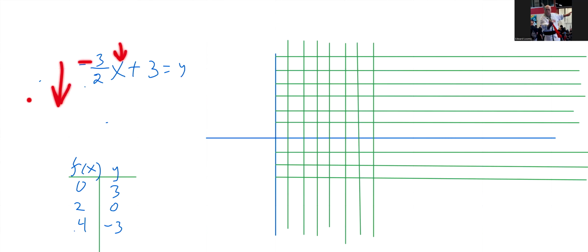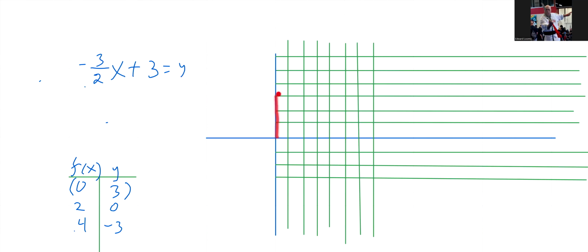So I have already built the t-chart. So let's take my x and my y. My x is a 0. My y is a +3. So I come up 1, 2, 3 times.